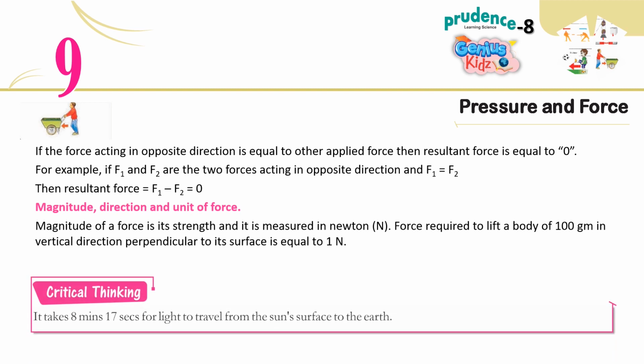Critical thinking. It takes 8 minutes 17 seconds for light to travel from the sun's surface to the earth.